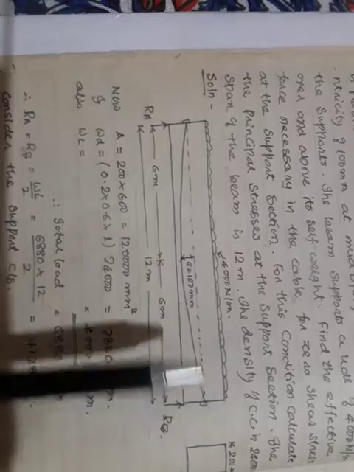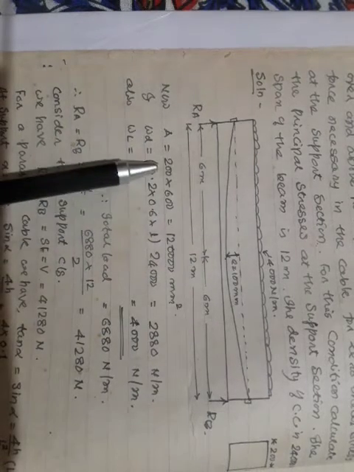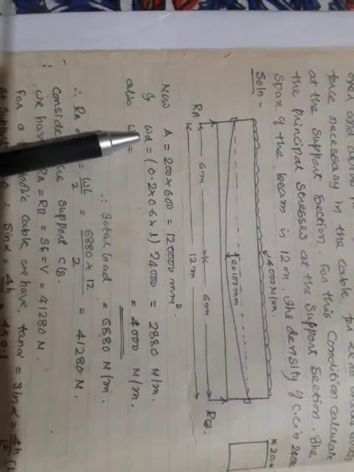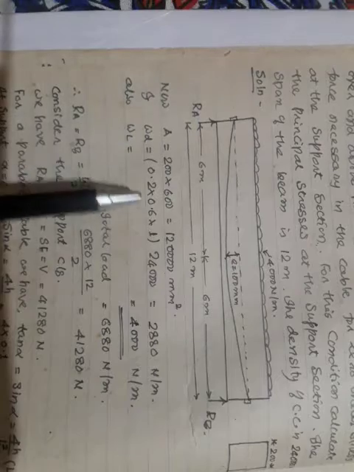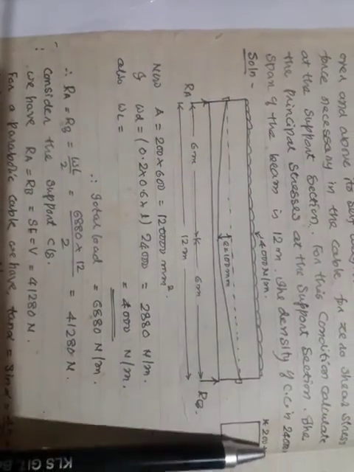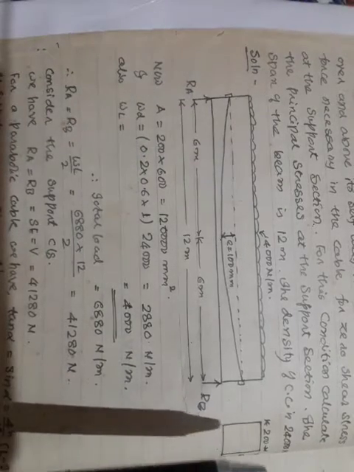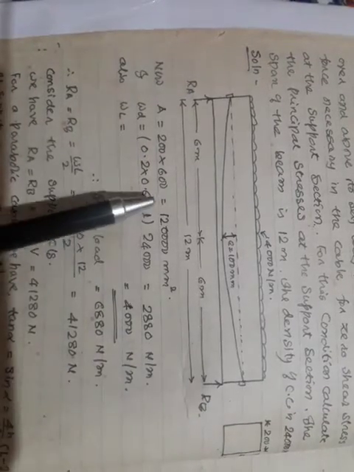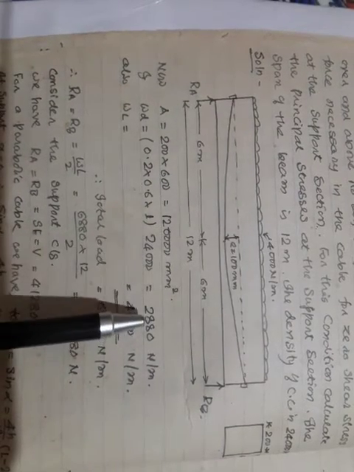So this is what has been given. Now we shall try to solve this problem. The area can be easily calculated: 200 mm by 600 mm. So the dead load WD can be easily calculated: 0.2 by 0.6, and 1 meter along the span, which gives the volume. Volume into density of concrete will give the dead load.